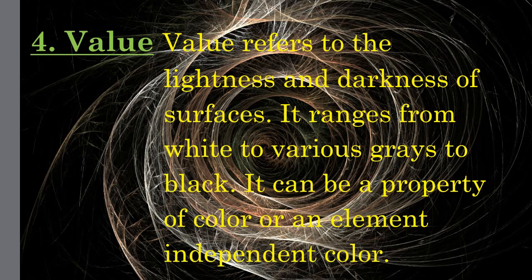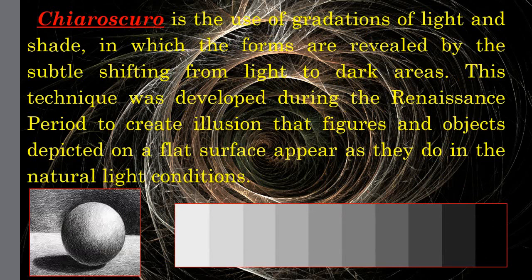Number 4, value. Value refers to the lightness and darkness of a surface. It ranges from white to various grays to black. It can be a property of color or an element independent of color. Chiaroscuro is the use of gradations of light and shade, in which the forms are revealed by the subtle shifting from light to dark areas.